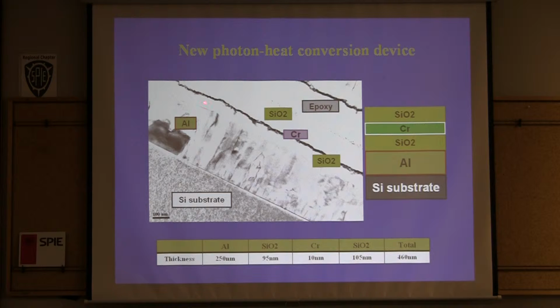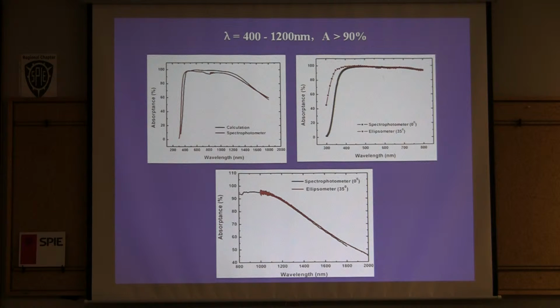Then you can see the SEM cross-section. This is the metal layer, also this very thin metal layer, the dielectric layer, and another top anti-reflection layer. So that's four layers. We measured, and the measurement fits the simulation data very well. The calculation and experiment data are in agreement with each other.